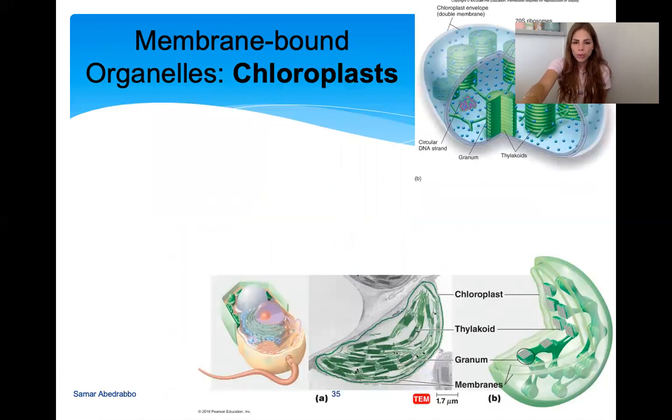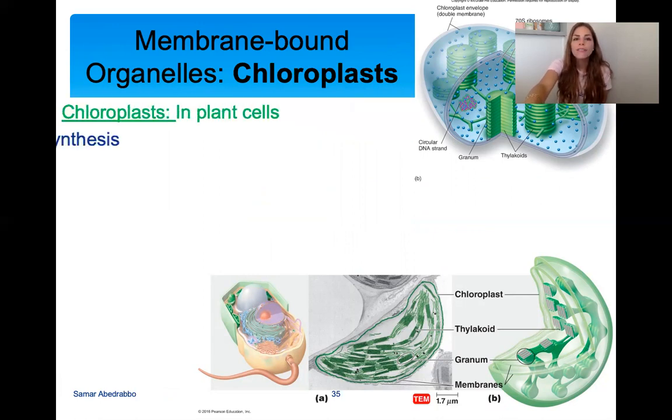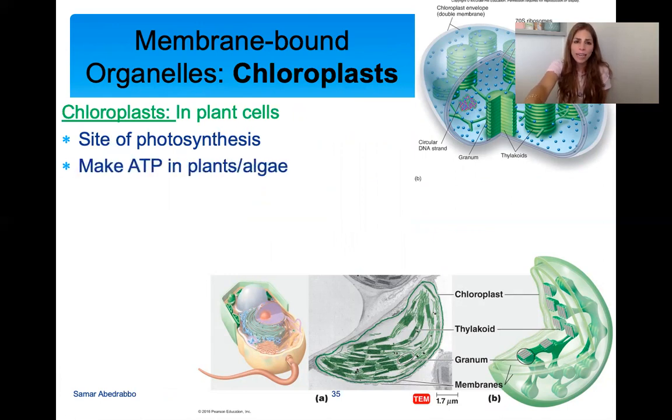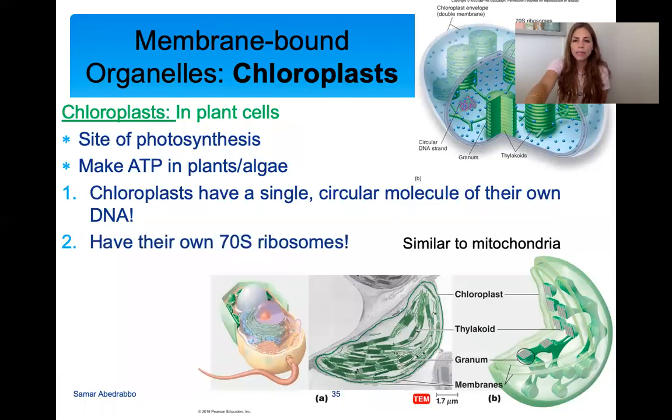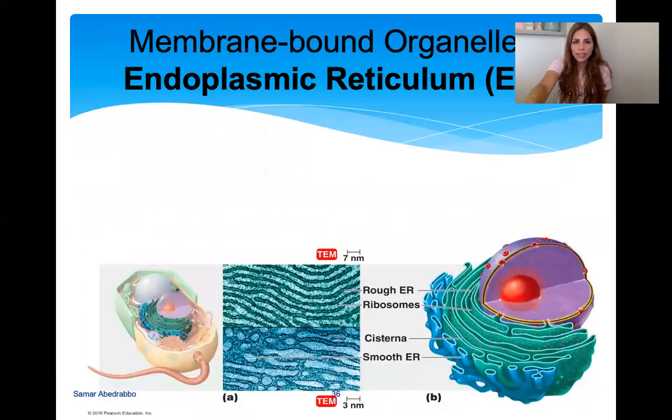Another membrane-bound organelle that we see in eukaryotic cells are chloroplasts. We only see chloroplasts in plant cells. We do not see them in animal cells. The function of chloroplasts is to do photosynthesis for plants, so they make ATP in plants and algae. And chloroplasts also have a single circular molecule of their own DNA, and they have their own 70S ribosome. So we also think that chloroplasts have a bacterial ancestor.